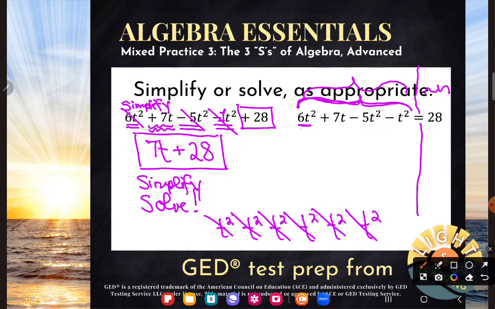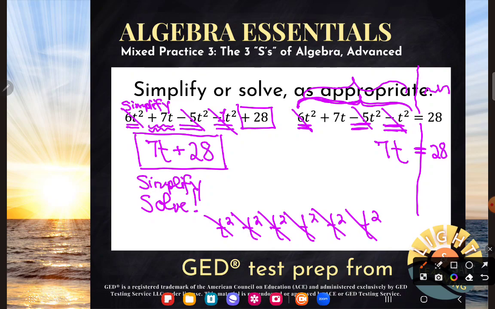So again, I see some addition I can do. So 6t squared minus 5t squared minus t squared is still nothing. But now all I have left on the left-hand side here is 7t. And that's going to be equal to whatever I get on the right-hand side. Well, 28's already as simple as it's going to get. It can't be further simplified. It's 28. And now I'm done simplifying, but I do have the power to solve this time.